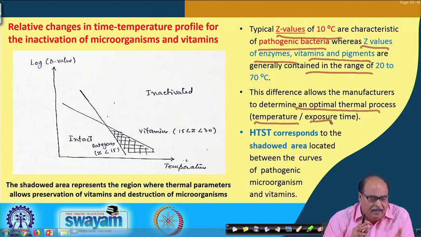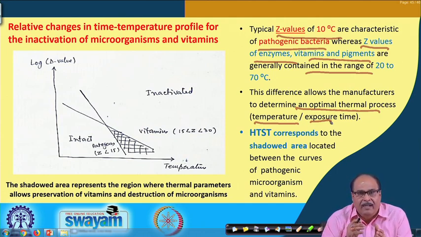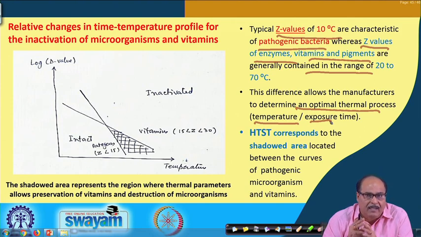And in fact, this actually forms the basis of high temperature short time treatment, because these thermal processes may be low temperature long time or high temperature short time. The low temperature long time methods generally lead to the destruction of the nutrients, whereas with high temperature short time, the exposure of the food components to the temperature is very short. So, it results in better nutrient retention, while destroying the microbial or undesirable components.